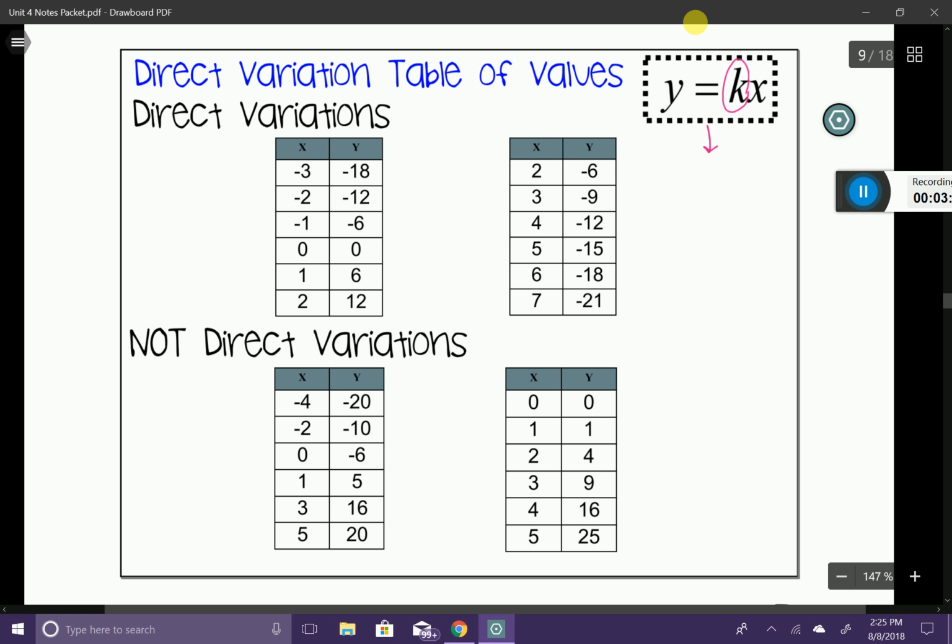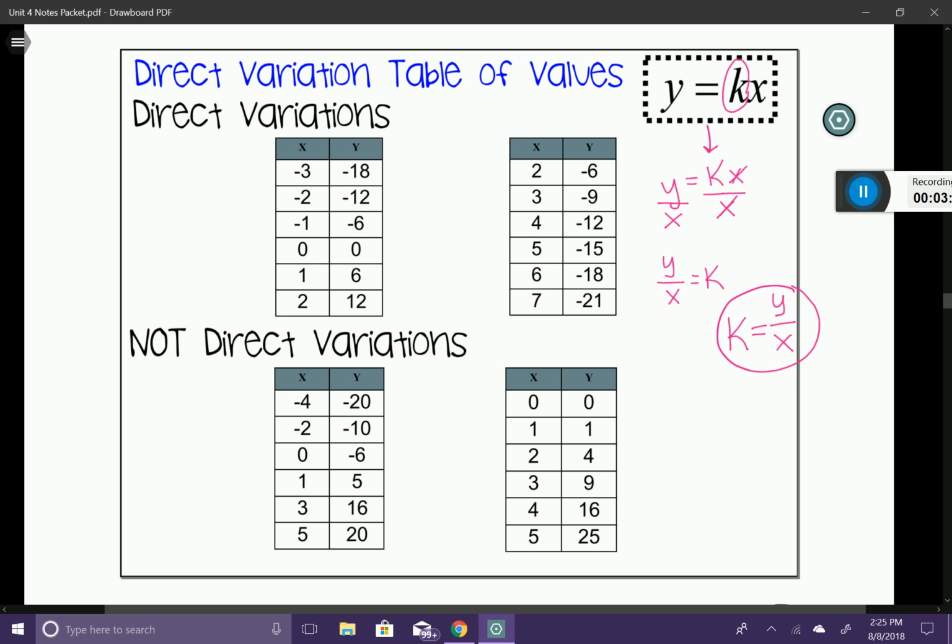I'm going to take this formula and solve it for k. So I'm going to divide both sides by x. That will eliminate my x's over on the right side, and that will give me y divided by x is equal to k. So essentially what I have is that the constant of variation equals y over x. I'm going to use that right there. All I did was manipulate the original formula around to solve for k. So I used those literal equation skills.